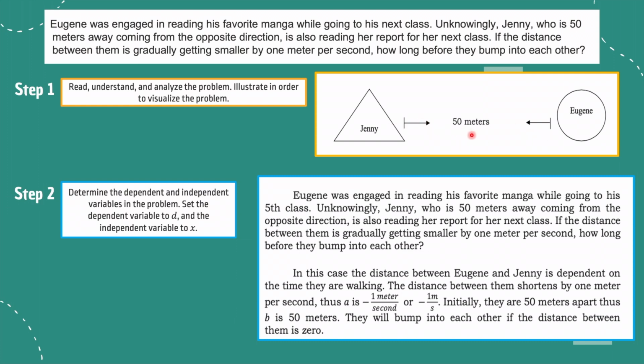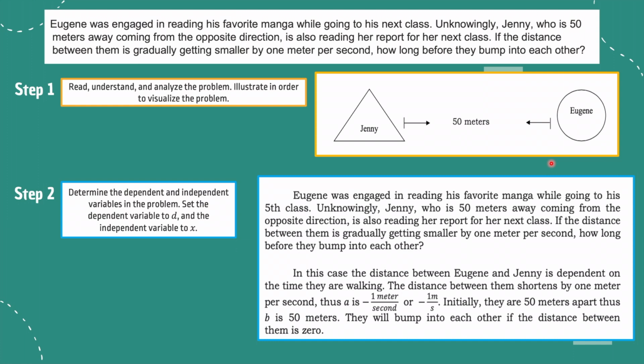Kasi hindi naman liliit yung distance nila kung hindi sila maglalakad. So meaning, kung walang paglalakad na mangyayari, hindi rin sila magbabump into each other. So, yung distance nila hindi liliit. Kaya yung distance, ayan, nakadepende siya, dependent on the time they are walking. So, meaning, our dependent variable, d, is the distance between them. Yung distance.